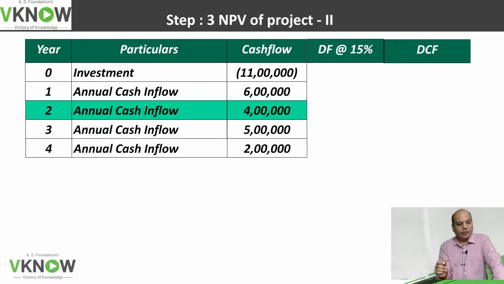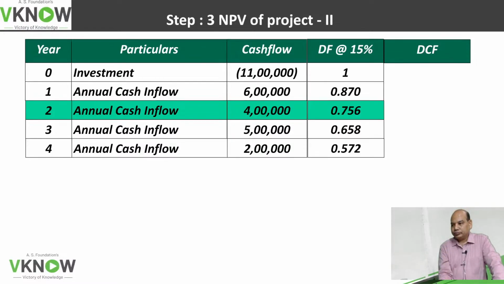Use factor now at 15%: 1 divided by 1.15 equals 0.870, then 0.756, 0.658, 0.572. Now please multiply cash flow and discounting factor and give me the total. Come on.